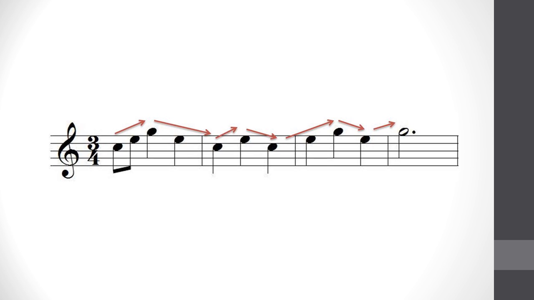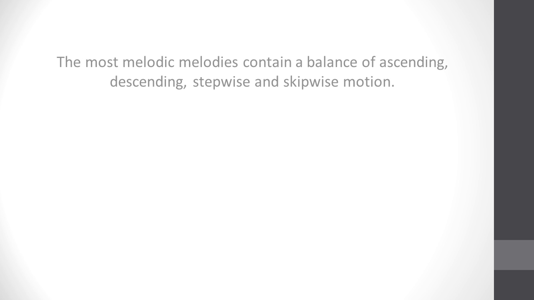Stepwise motion is a much more natural type of movement as compared to skipwise motion, since it is more closely connected to the scale and to the human voice. If you study music, you will find that the most well-written, most melodic melodies contain a balance of ascending, descending, stepwise, and skipwise motion. These types of melodies are very singable. They are memorable and stick with us.